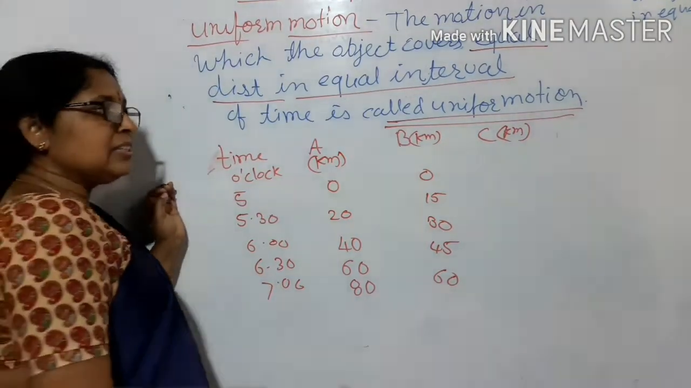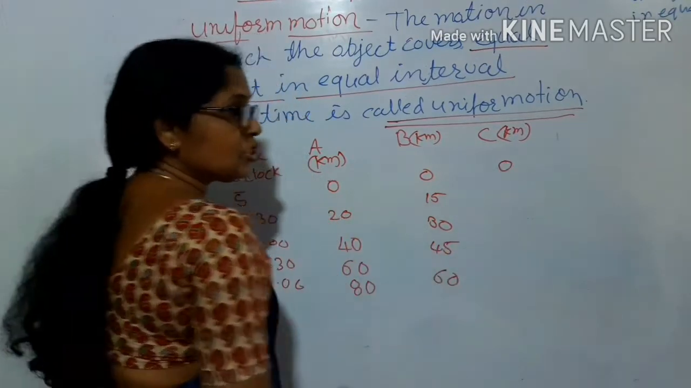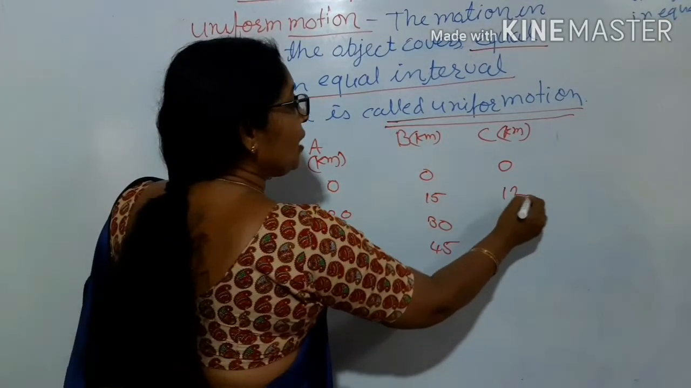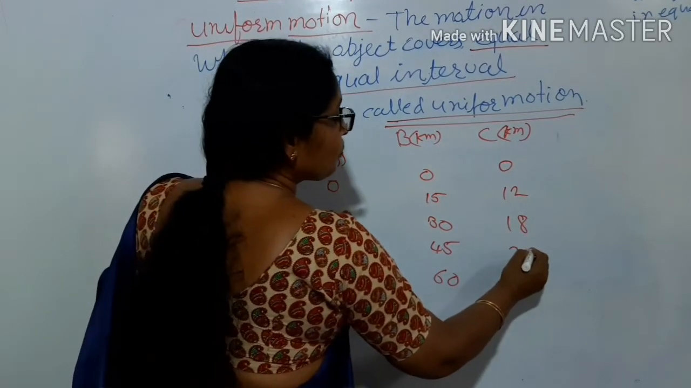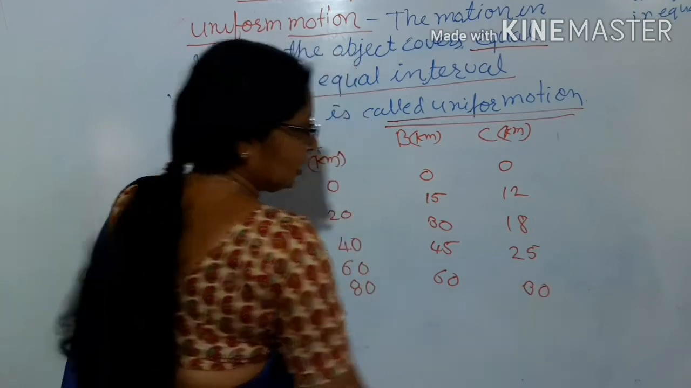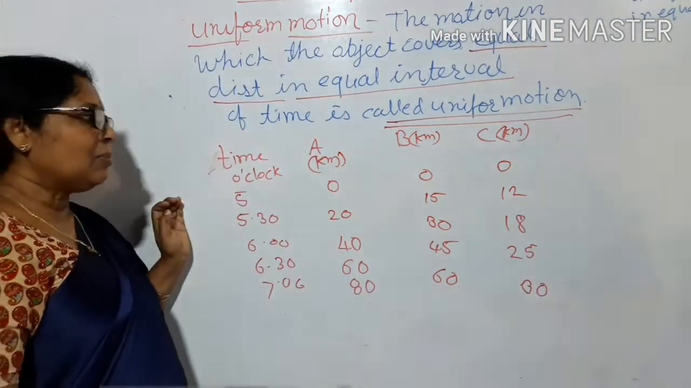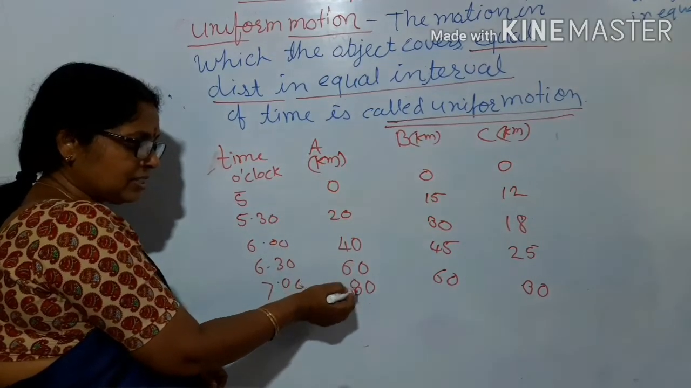And the person C covers the distance at starting 0 kilometer, then 12 kilometer, then 18 kilometer, then 25 kilometer, and here 30 kilometer. Like this they completed. Means A person starting 0, 20, 40, 60, 80.